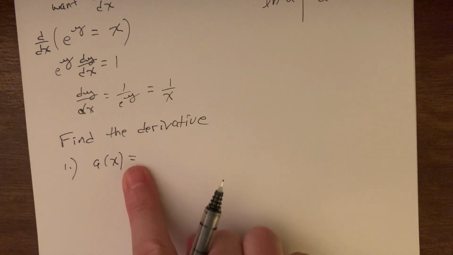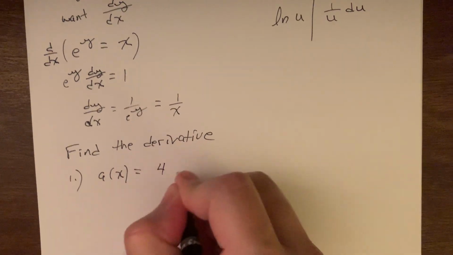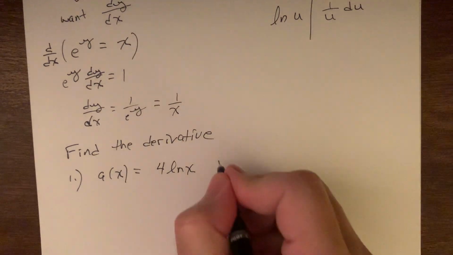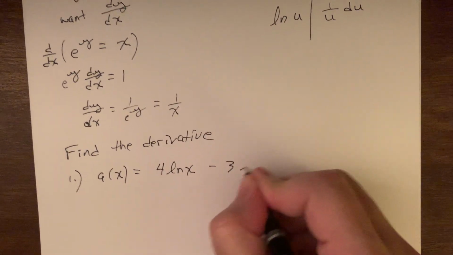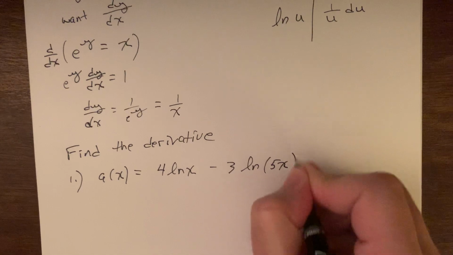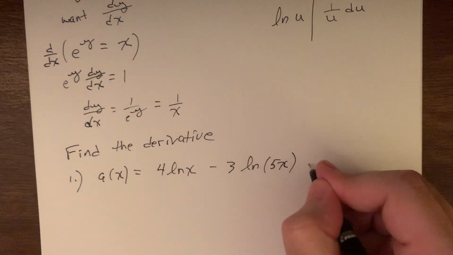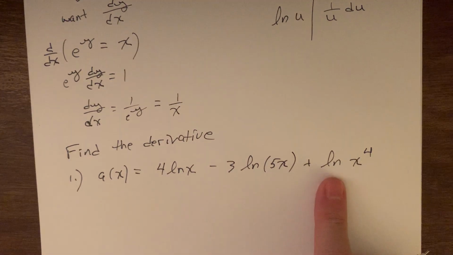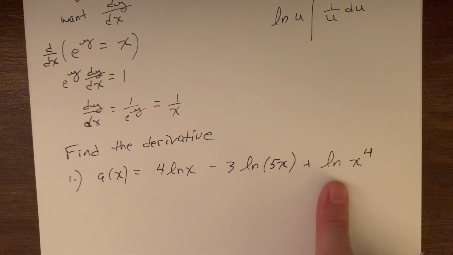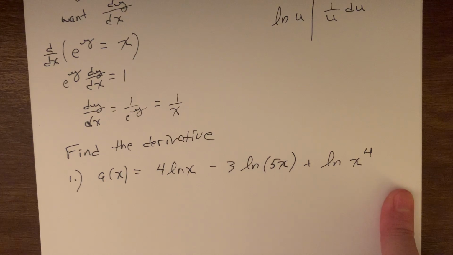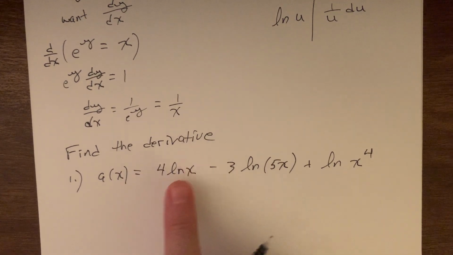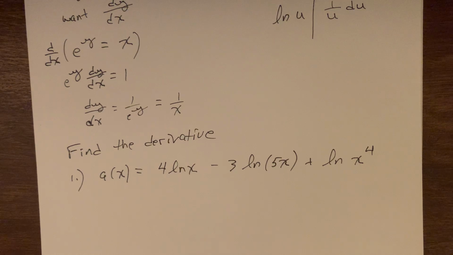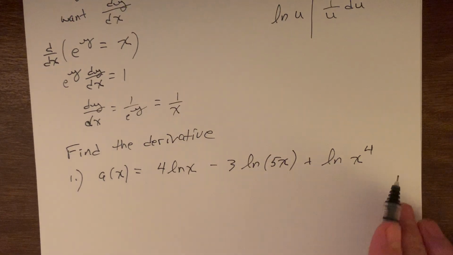If I function a of x is equal to 4 log x minus 3 log of 5x plus log of x to the 4th. I'm just working on some very basic pieces so far. So any derivative, we take a quick moment, see how everything is attached, see how everything is connected. Nothing too fancy in this one. Everything is looking good, right?